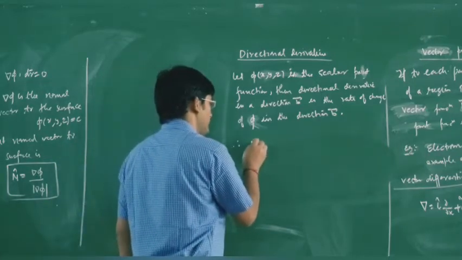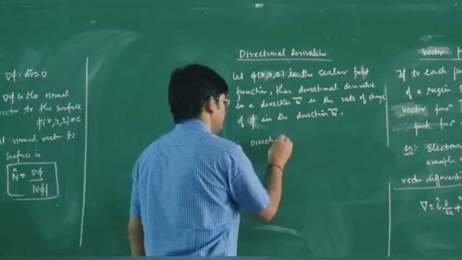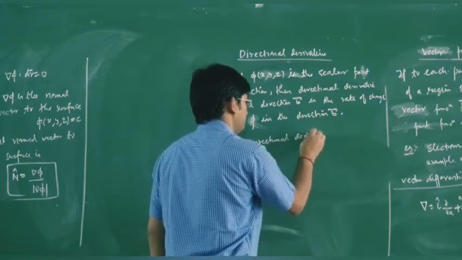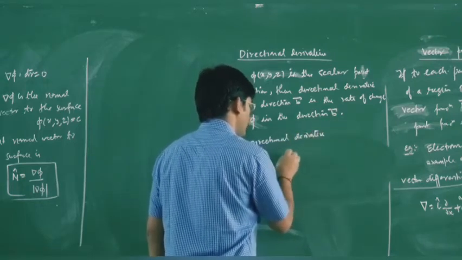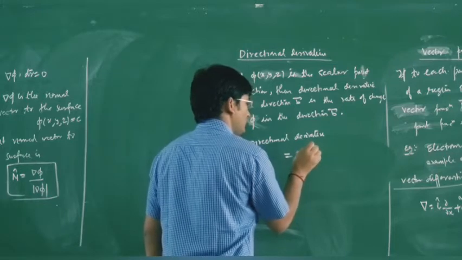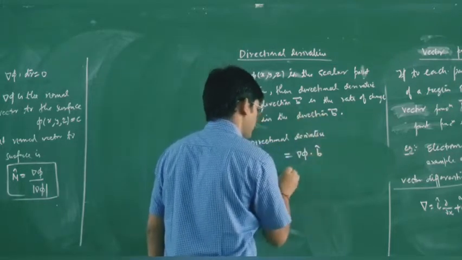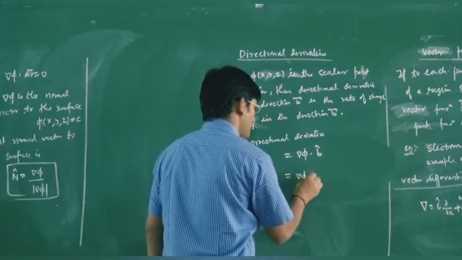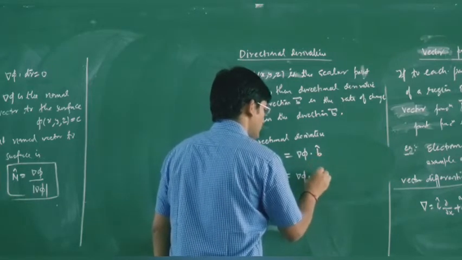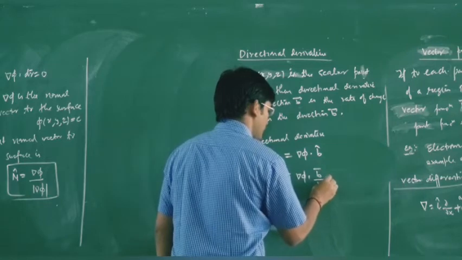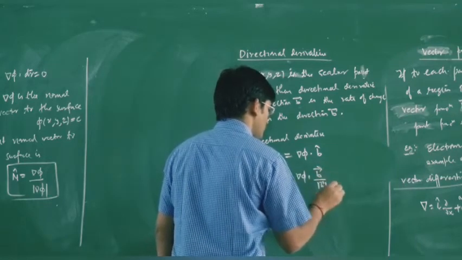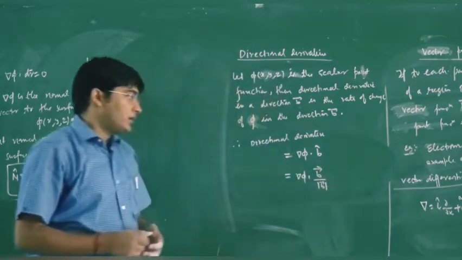So therefore the directional derivative is equal to the rate of change of phi, so we have grad phi in the direction of b, so we will have b cap. So this is equal to grad phi dot vector b upon modulus of the vector b. So this is known as your directional derivative.